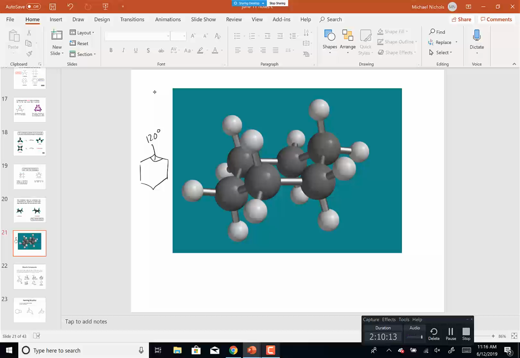Why? Because it puckers. What it does is drop a carbon down and push a carbon up, so that it makes this, which if I removed all the hydrogens would kind of look like a chair. And so it's called the chair conformation. Cyclohexane is very stable. It's the most stable. All of this trying to fit a 109.5 bond angle into a 60 or a 90 or a 105 is called strain energy, and there's no strain energy for a cyclohexane.